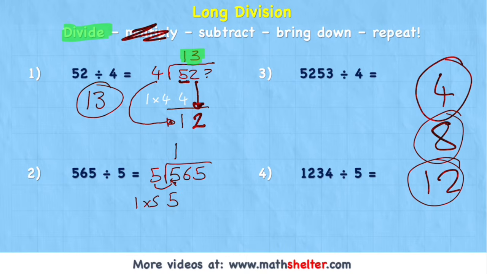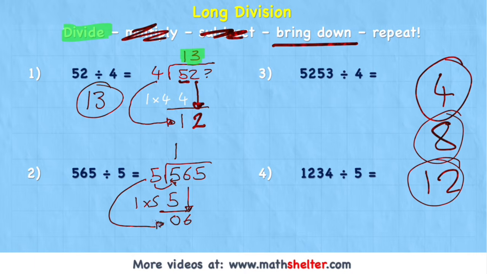Now I'm ready to subtract. 5 subtract 5 leaves me with 0. So I've done my subtraction. Now I'm going to bring down my 6. So my next question is how many 5s in 6? But this time I think I've got something left over. Let's prove it by doing 1 times 5 is 5. So in this case I've actually got 1 left over. Bring down my 5, and my final question is how many 5s in 15, and my answer is 3.